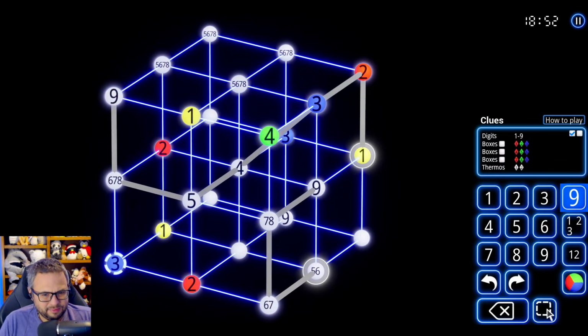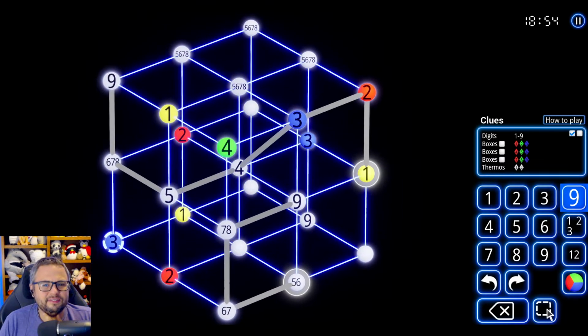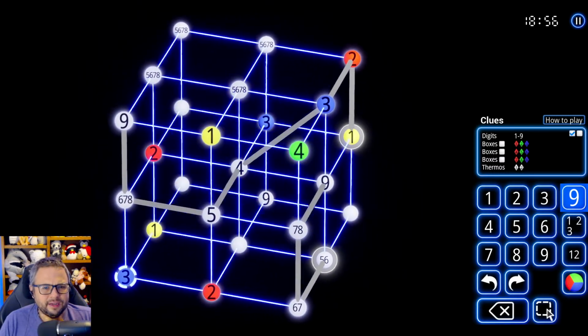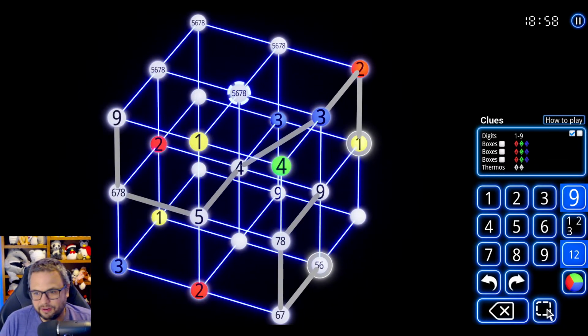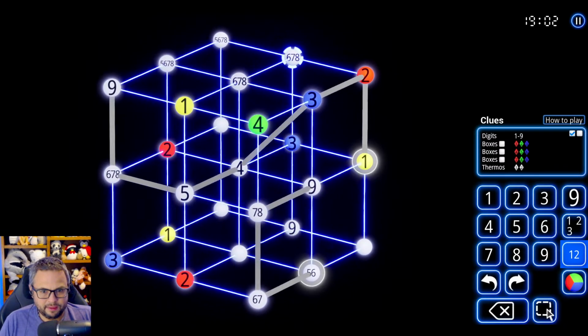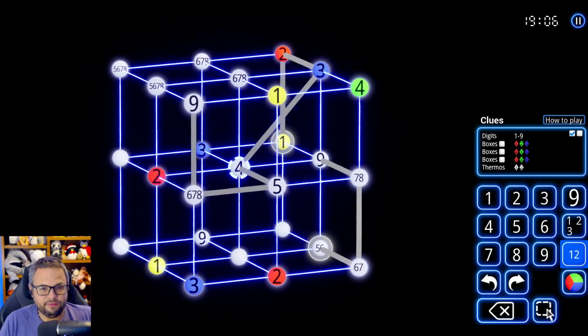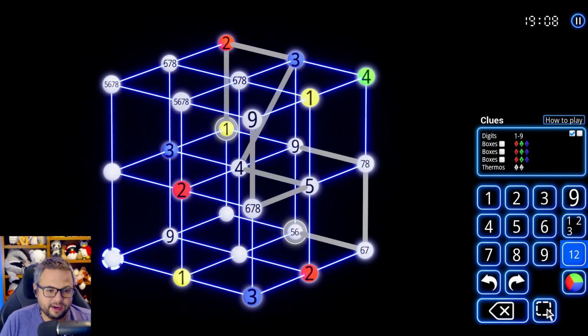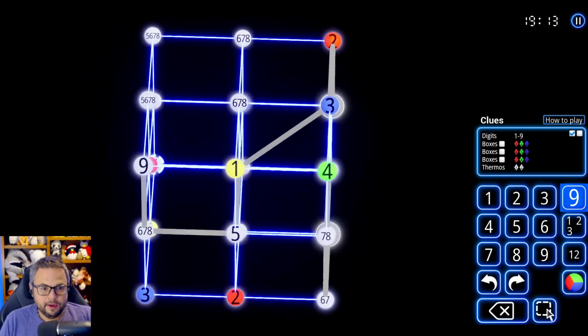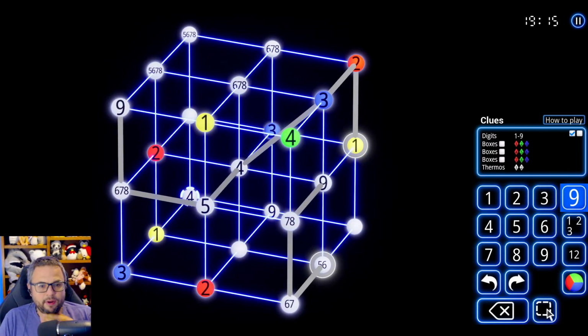Okay, so one of these is a 6. Okay, so that at least tells me these aren't 5. Oh, right. This was the other 4. Okay, so we've got a second 4. So as soon as we got a second 4, we've got a third 4 down here. Okay, so that's good. So we've got all the 1s, 2s, 3s, and 4s.